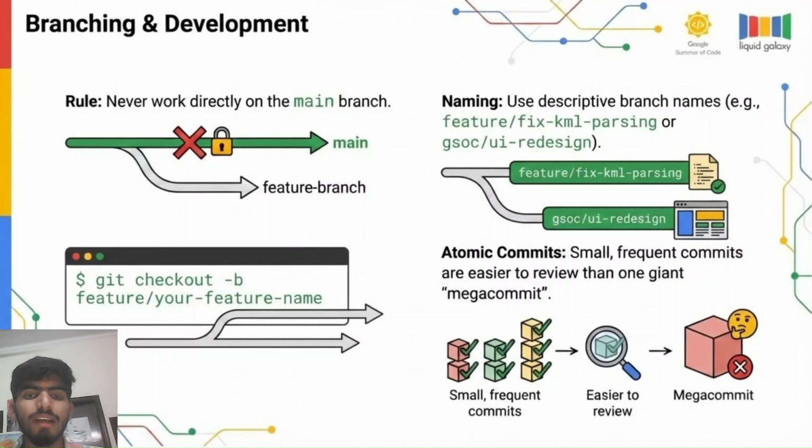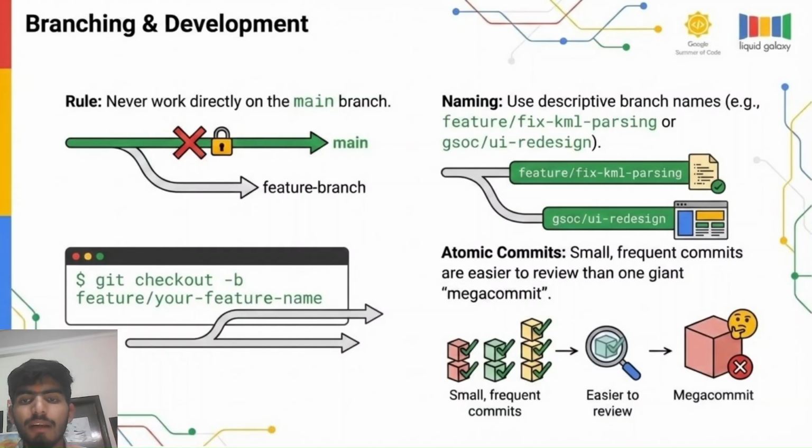So you must create your own branch in which you can do experiments, like checking whether your code is running or not, and after that you can merge it with the main branch if all goes well. As for how we should name it, if you are adding a feature like fixing KML parsing or a GSoC UI redesign, these are the branch names you can give.